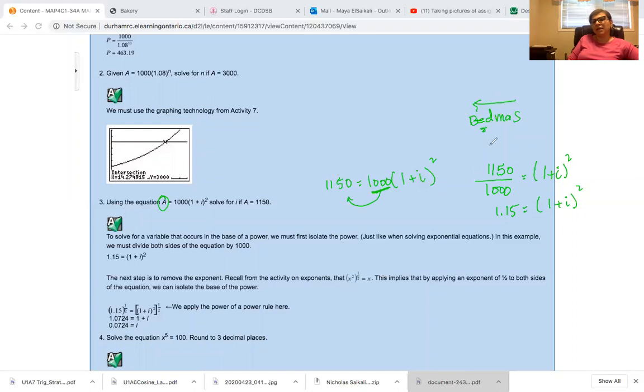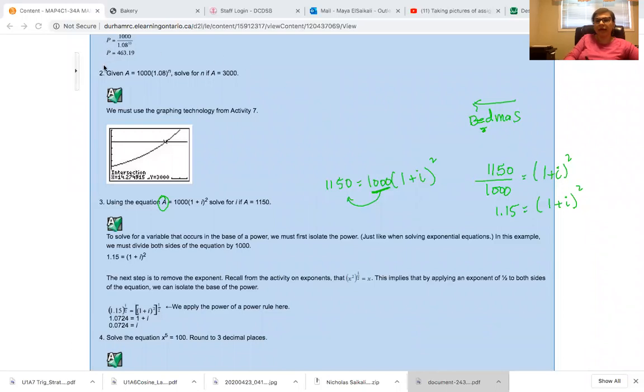Then comes the exponent. So I have to get rid of the exponent. What's the opposite of square? The opposite of square is square root. Or, as we learned, you can take the power of 1 over 2, because the square root and the power of 1 over 2 are exactly the same thing. One is written in radical form, one is written in fraction form.